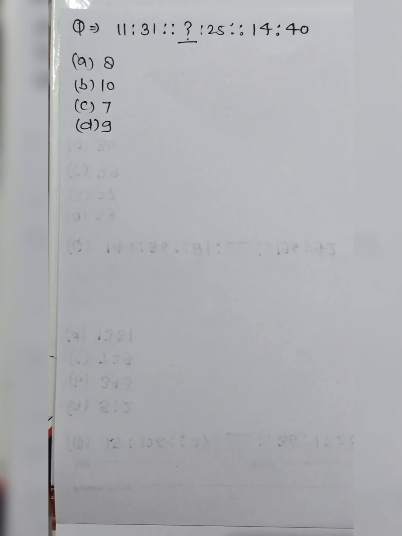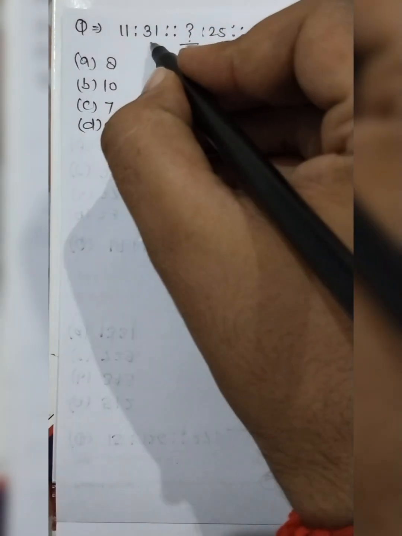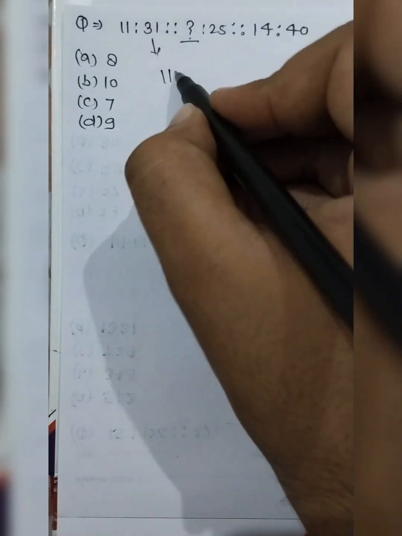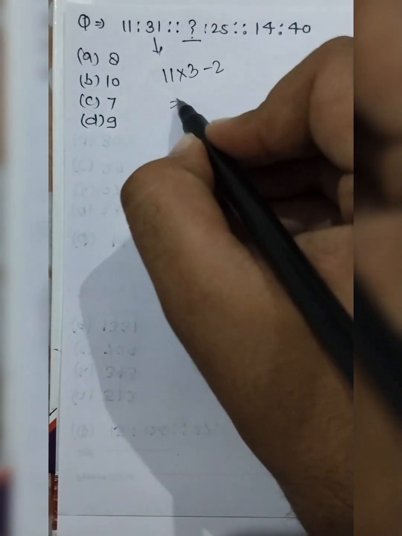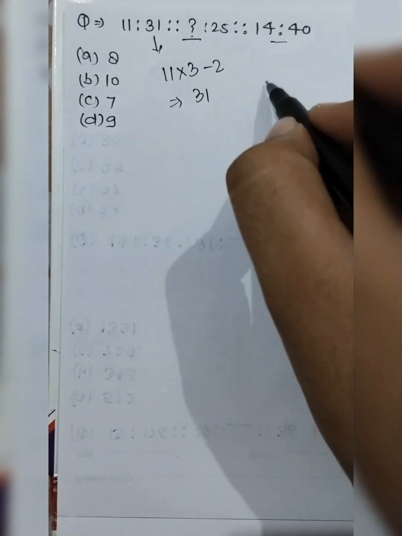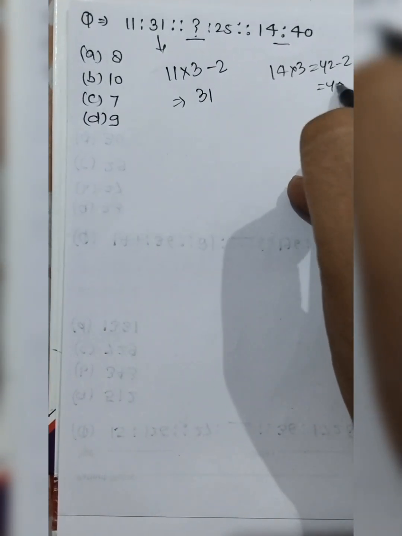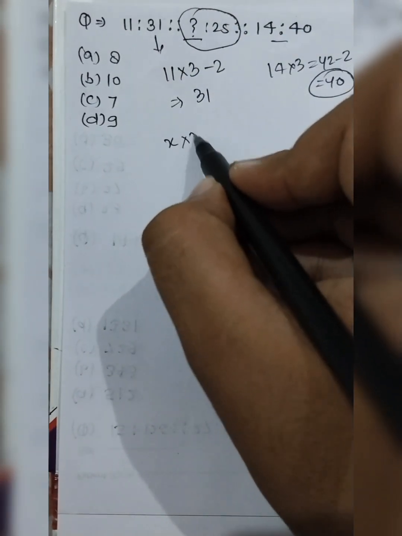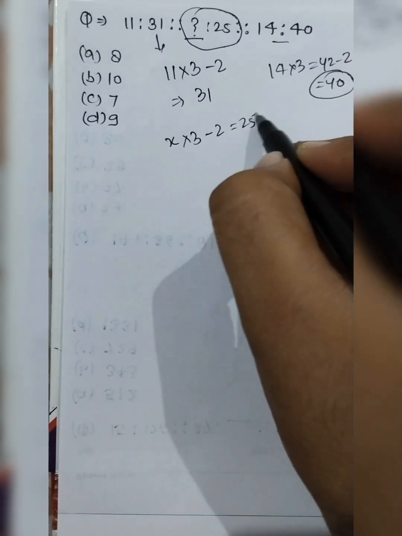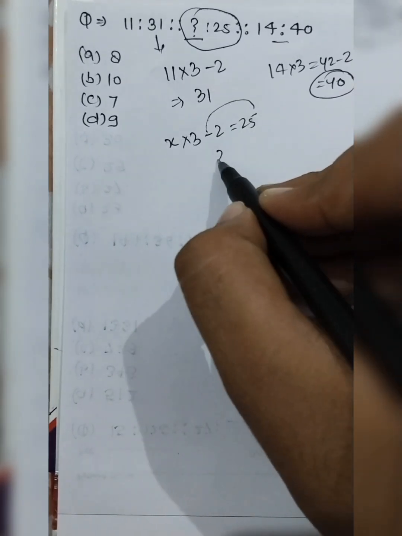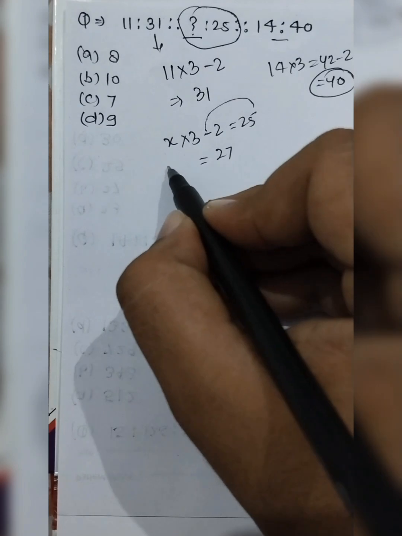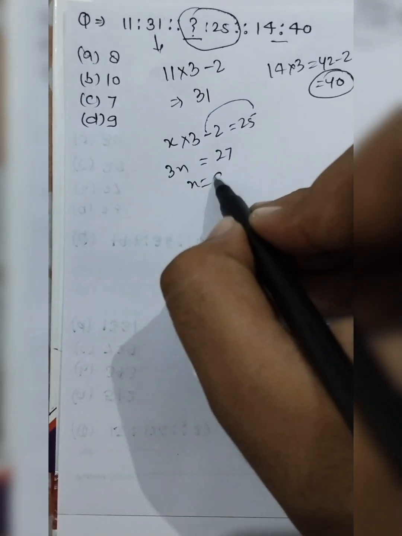Coming to the next question. This is a very easy question. This is just a process of multiplication. In this question, how can we get 31? We can multiply by 3 and minus 2. We can check it in this part: 14 into 3 gives 42, minus 2 is equal to 40. So we have to apply this logic in this part: x into 3 minus 2 is equal to 25. We can simply solve this question by this method: 3x is equal to 27, x is equal to 9. So we will get the answer 9.